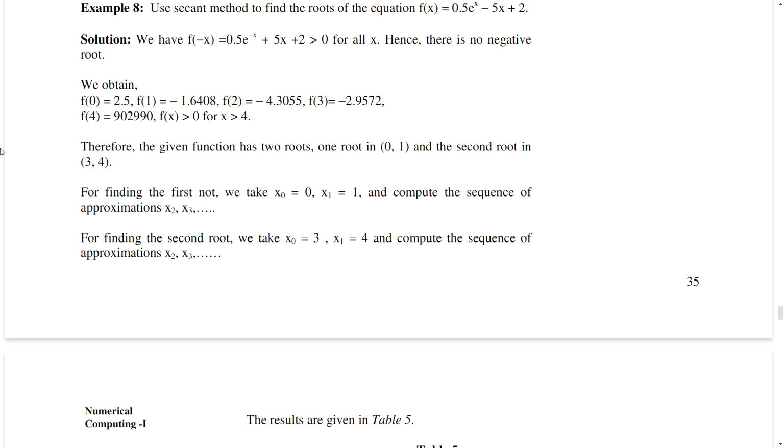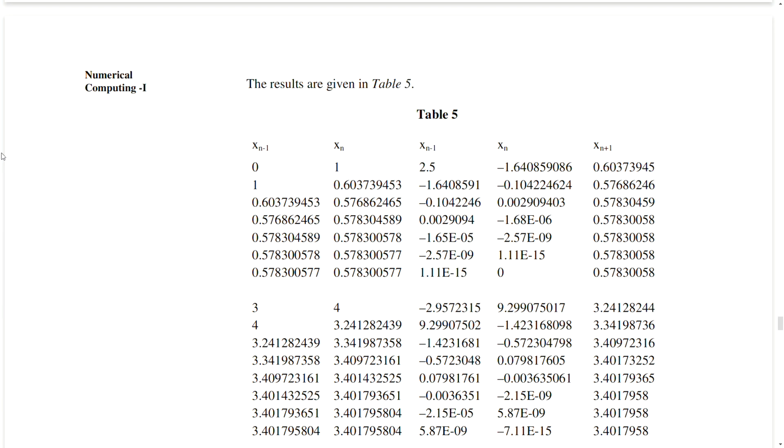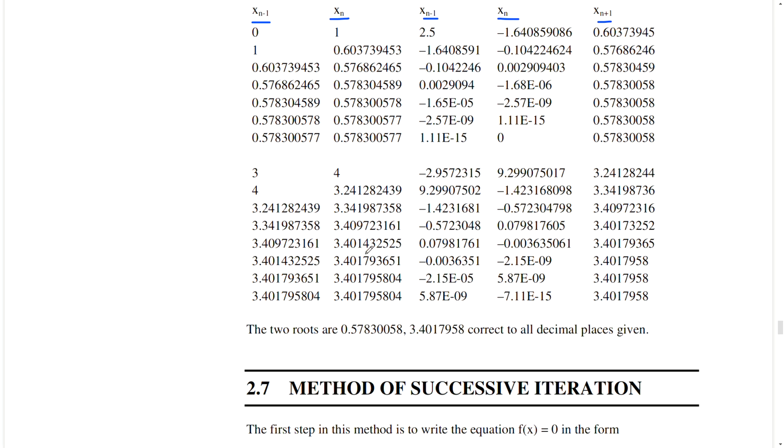For finding the first root, we take x0 equal to 0, x1 equal to 1 and compute the sequence of approximations x2, x3. For finding the second root, we take x0 equal to 3, x1 equal to 4 and compute the sequence of approximations x2, x3 and so on. The results are given in Table 5. The two roots are 0.57830058 and 3.4017958, correct to all decimal places given.